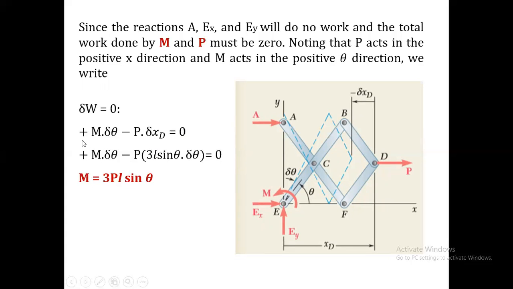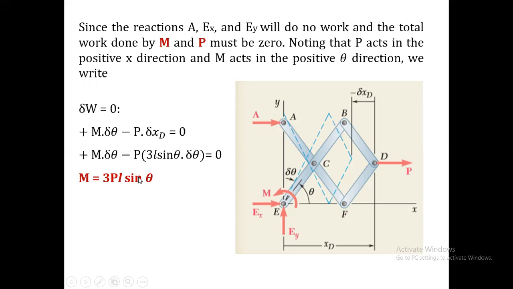Please keep in mind that the sign of work done due to M and the sign of work done due to P are opposite to each other. You can also see from the diagram that the tendency of the response of couple M and force P are opposite to each other, so the work done produced due to them is opposite. So we have chosen plus and minus signs here, and delta XD we have already evaluated as 3L sine theta delta theta. So from M delta theta, we get M is equal to 3PL sine theta.